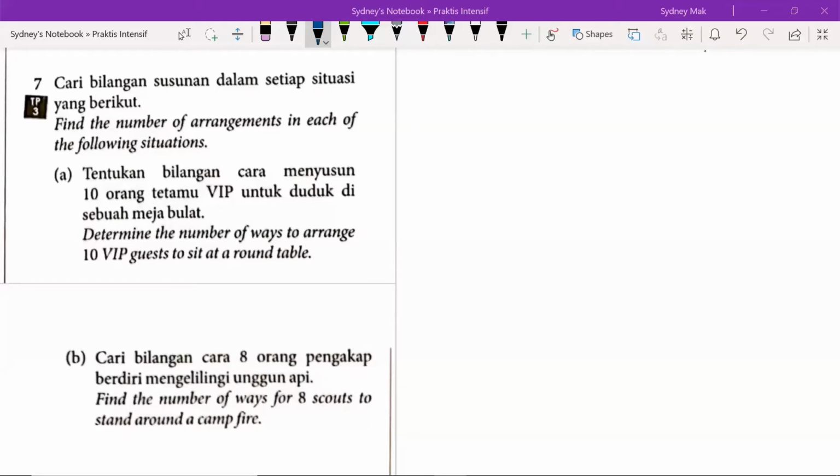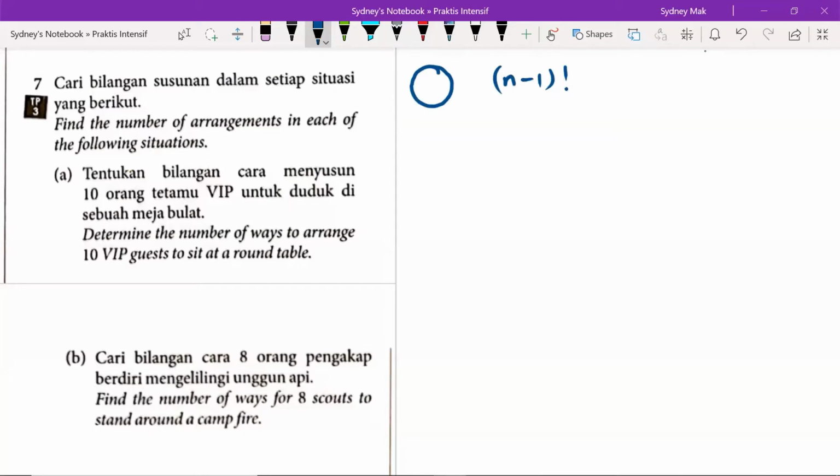Hi everyone, this is practice formative of chapter 4 under the permutation question number 7. Now in this question, we need to find the number of arrangements in the following situation. So the question over here is about arranging stuff in a circle. So when we arrange all of them, in order for us to find the answer, whatever n is given, we just minus 1 factorial.